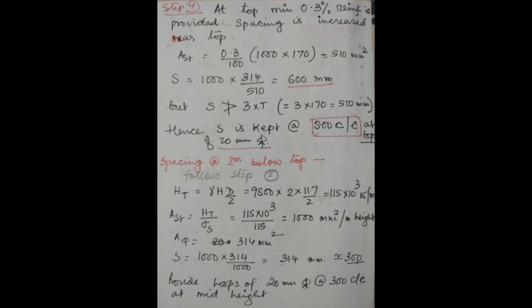But here take a pause. In the code it is specified that the spacing cannot exceed 3 times the thickness of the tank. What is the thickness of the tank? 170. So 3 times 170 is 510. So it cannot exceed that. So though we are getting it as 600 millimeter, let us provide the spacing at the rate of 500 cc at the top. And what is the bar diameter we have taken? 20 millimeter diameter bar we have taken. We are not changing the diameter of the bar.